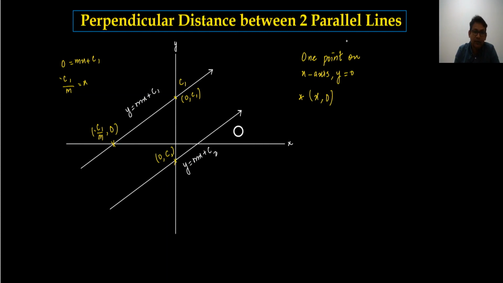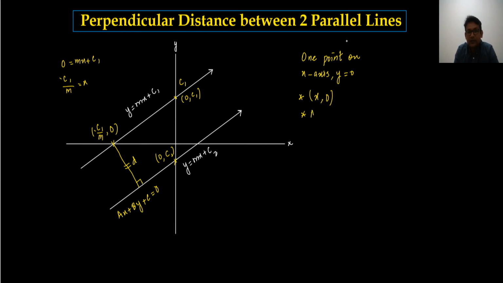Then we can write the equation of the line in the form ax plus by plus c equals 0. So now we have one point and one equation, and this is the distance we require, which is the perpendicular distance here. Now it's very simple to find by using the formula.